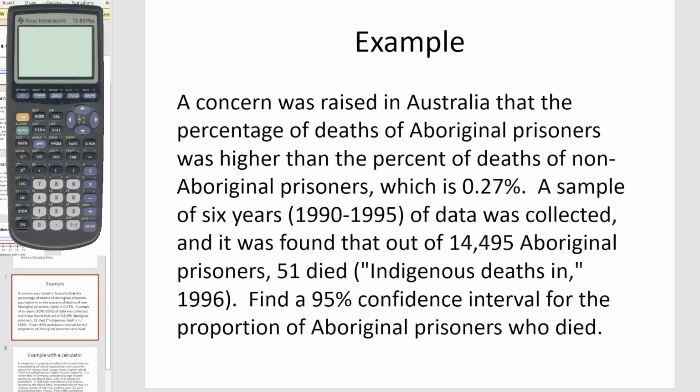We have an example here. A concern was raised in Australia that the percentage of deaths of Aboriginal prisoners was higher than the percent of deaths of non-Aboriginal prisoners, which is 0.27%. A sample of 6 years of data was collected, and it was found that out of 14,495 Aboriginal prisoners, 51 died. Find a 95% confidence interval for the proportion of Aboriginal prisoners who died.